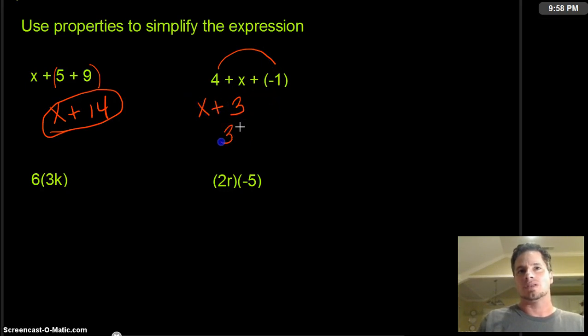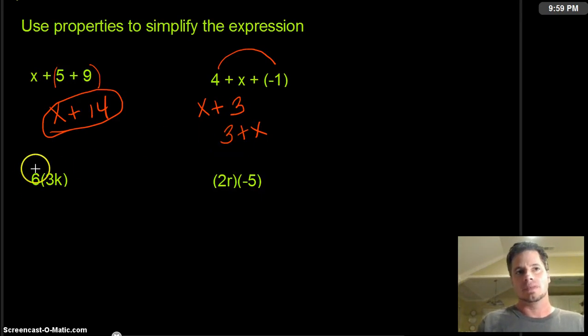Now, x plus 3 and 3 plus x are the same thing, but we want to get in the habit of putting the variable first. And this is called a constant, meaning it's always the same. Variables vary, constants are the same. So we're going to put the constant last, the variable first, get in that habit.